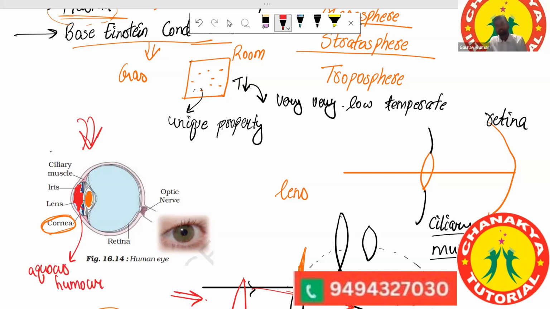This aqueous humor is a type of liquid which is filled inside this part. Due to this aqueous humor, the shape of the eye is maintained. If there is no aqueous humor, the eye won't be able to hold the shape which it has right now. If you apply pressure, there will be pressure on the aqueous humor, and if you apply more pressure, this aqueous humor will come out, and then your eye will disfigure.